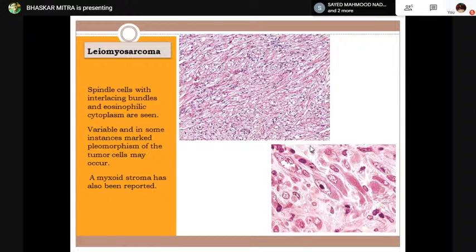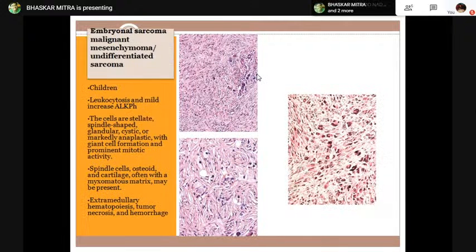These are the leiomyosarcomas from the smooth muscles. Again, these pleomorphic cells, giant cells may be there. This is the interlacing fascicles of cells, the conventional leiomyosarcoma like malignant spindle cell appearance, which can usually occur in the cases of liver. Now, there may be embryonal sarcomas or the malignant mesenchymal undifferentiated sarcomas.